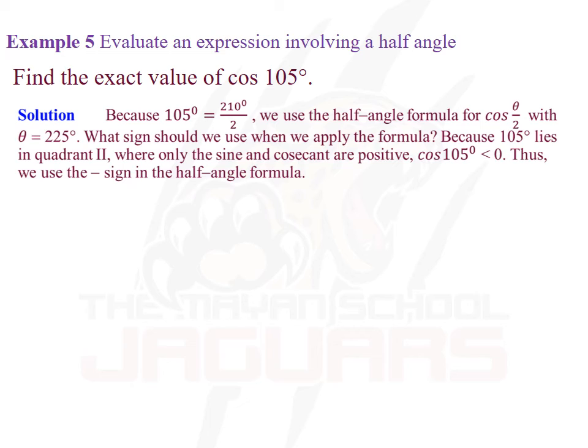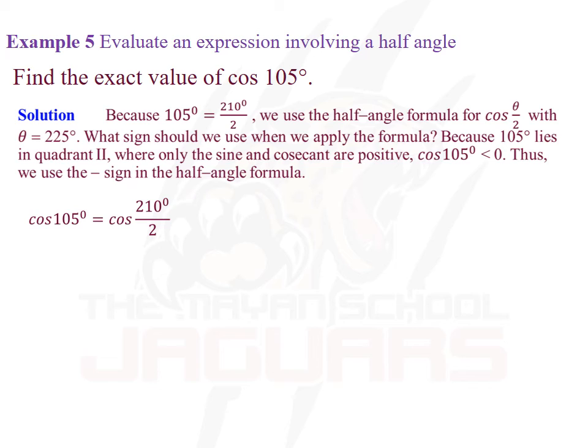Cosine of theta divided by 2 is equal to the square root of (1 plus cosine of theta) divided by 2. That's the identity that we're going to use. And in this case, the value of the angle theta is 210. So what sign should we use when we apply the formula for the cosine of half of an angle? Because 105 is an angle in the second quadrant, and in the second quadrant only the sine and the cosecant are positive, the cosine of 105 will be negative. Thus we will use the negative sign in the half angle formula.